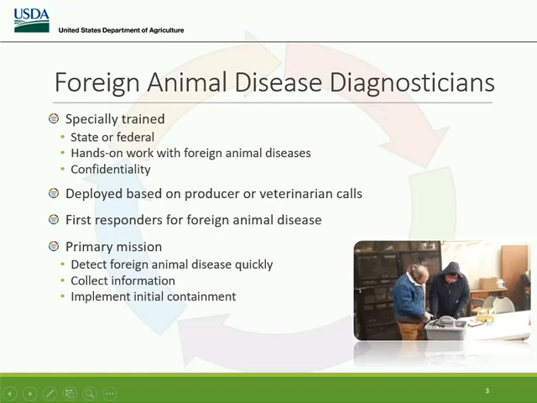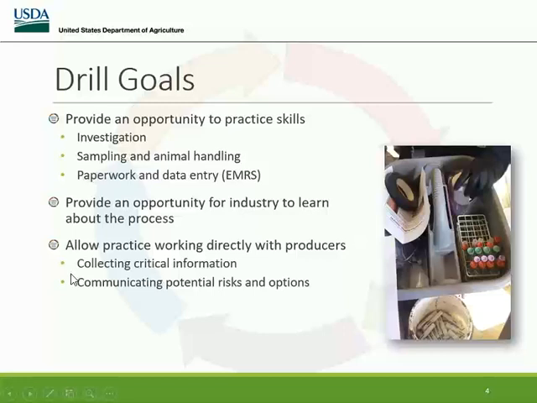The goals of the drill are very simple. We wanted to give foreign animal disease diagnosticians a chance to practice the skills they learn. It's not unusual for foreign animal disease diagnosticians to get several calls a year in the state. Luckily, they're just preventative, to make sure that nothing's out there that we need to take care of. But a lot of foreign animal disease diagnosticians don't get an opportunity to do that.